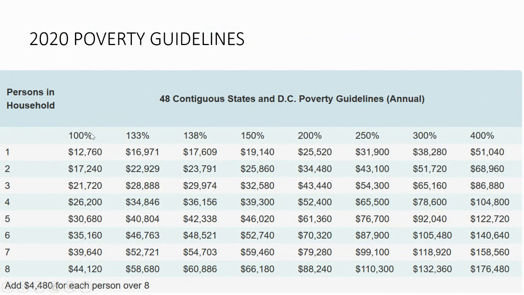And then 100%, so the federal poverty level, are these numbers. So you're considered at or below poverty if you are one person that makes less than $12,760 per year. So these are just some of the numbers that help determine different qualifications for poverty levels in the United States.